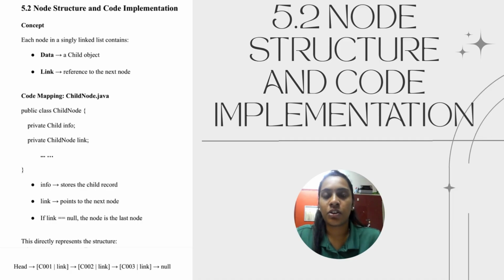So as you can see in the code mapping, ChildNode.java in this slide, info holds one complete child record. The link points to the next node, and if link equals null, this node is the last node. As shown in the report diagram, the last part directly presents the structure. This structure allows us to change child records dynamically.